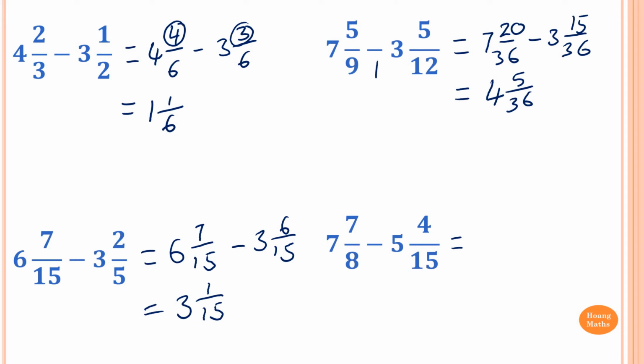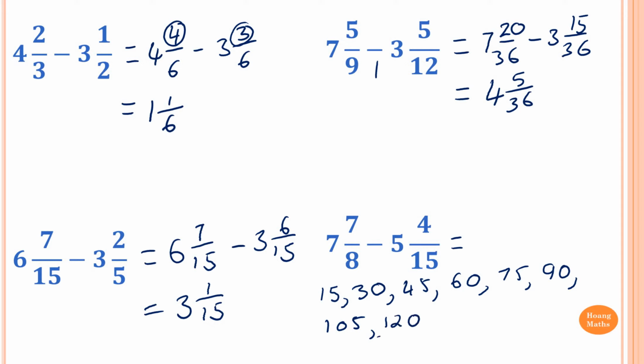Now for 8 and 15, to find the common denominator, I just list the multiples of 15 first. So 15, 30, 45, 60, then 75, then you add another 15 on top, is 90, then 105. Next one is 120. So 120 is a multiple of 8 as well, so therefore I stop there. Now if you cannot see it, you list the multiples of 8 out as well, and eventually both of them have the same number, which is 120.